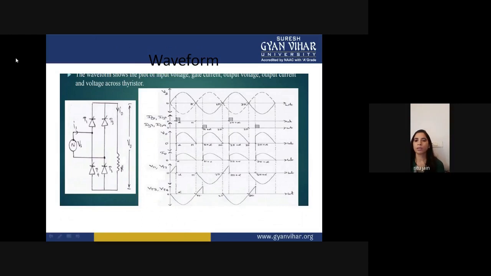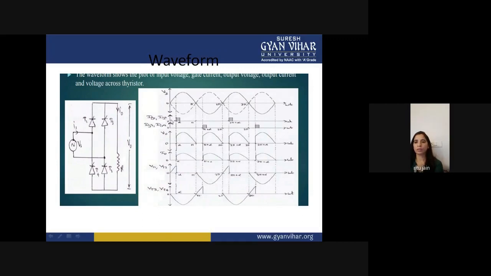So thyristor SCR T1 will be in forward biasing and thyristor T4 will be in reverse biasing. Like this terminal is negative, so T2 will be in forward biasing and T3 will be in reverse biasing. So you can see that when your supply is positive, only T1 and T2 will be in forward bias. So these SCRs will conduct and you can apply gate pulse to these SCRs T1 and T2.